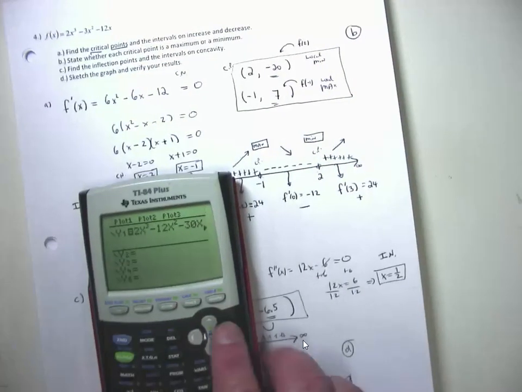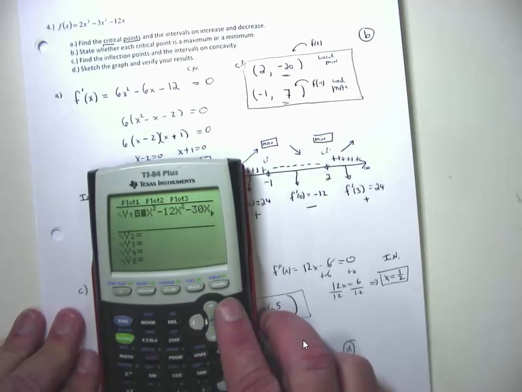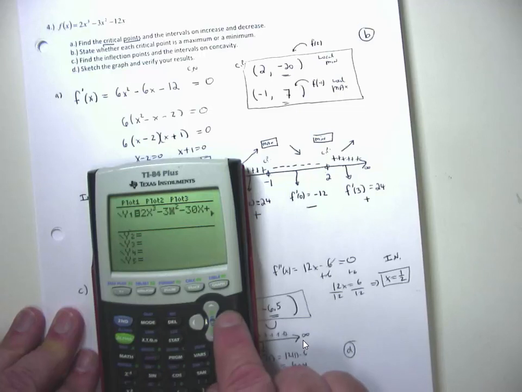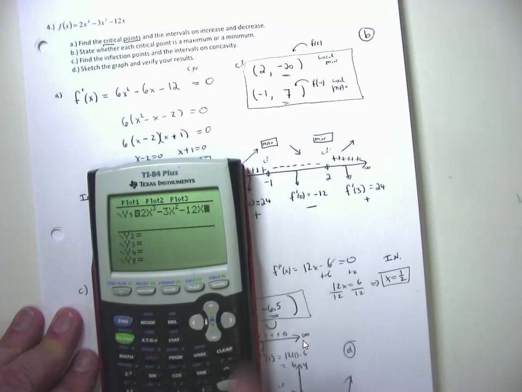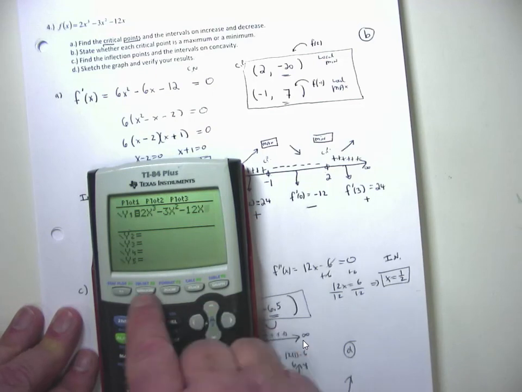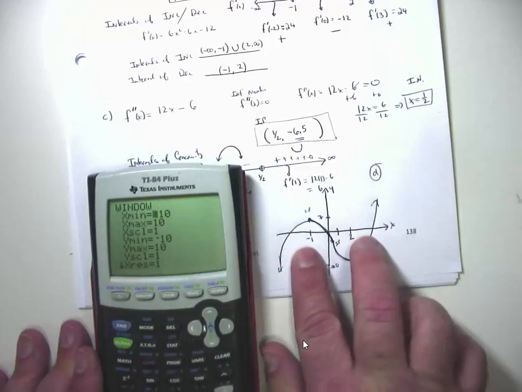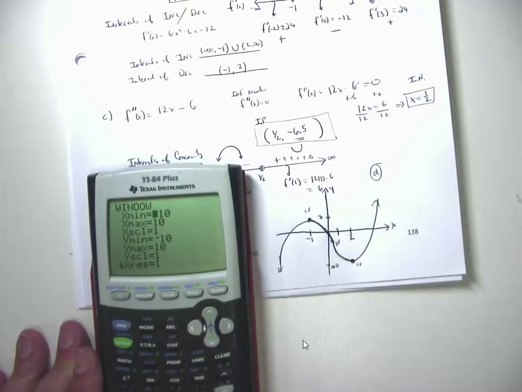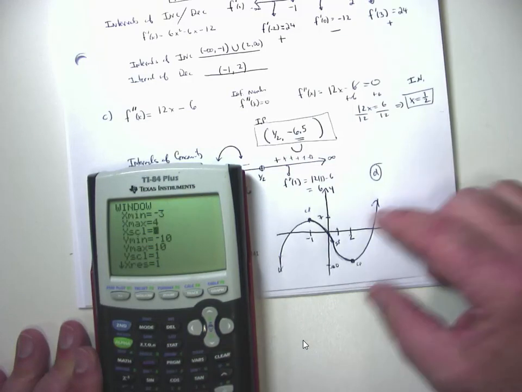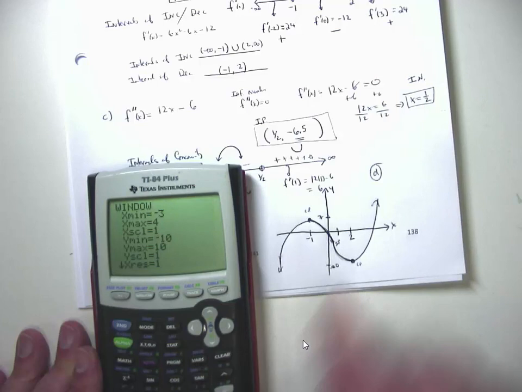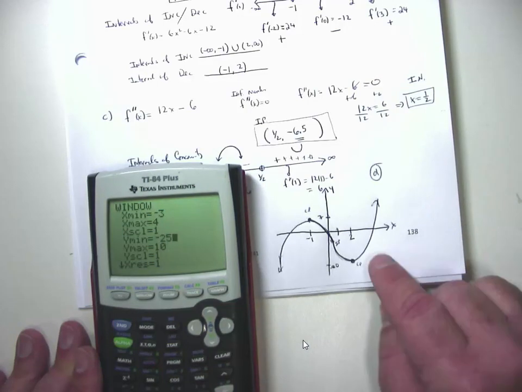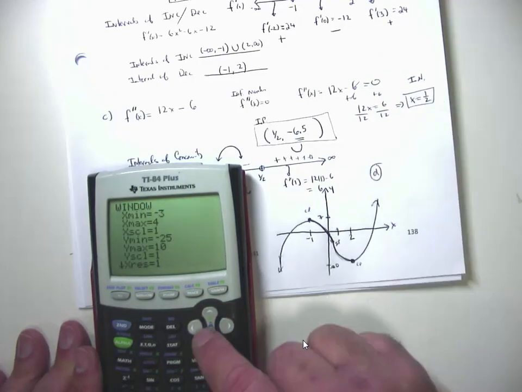Y equals negative 12x cubed minus 3x squared minus 12x. And I'm going to change my window. So all I care about is right here, negative 1 and 2. So I'm going to go beyond that. So let's try negative 3 to 4. But my y coordinates, I got to make sure I go all the way down to negative 20 and maybe a little bit below that. Negative 25, and I got to go up to 7, so 10's good.